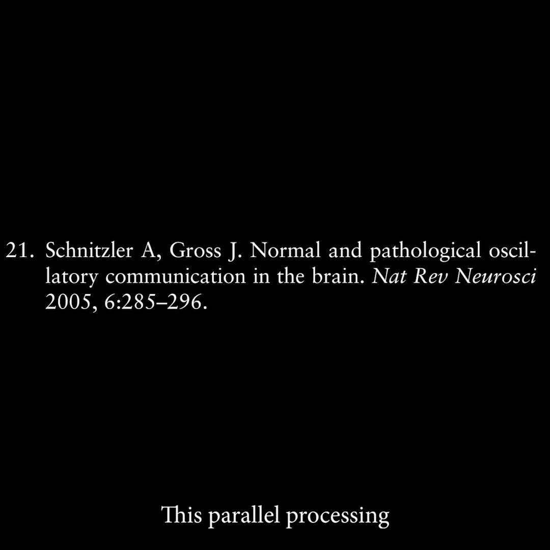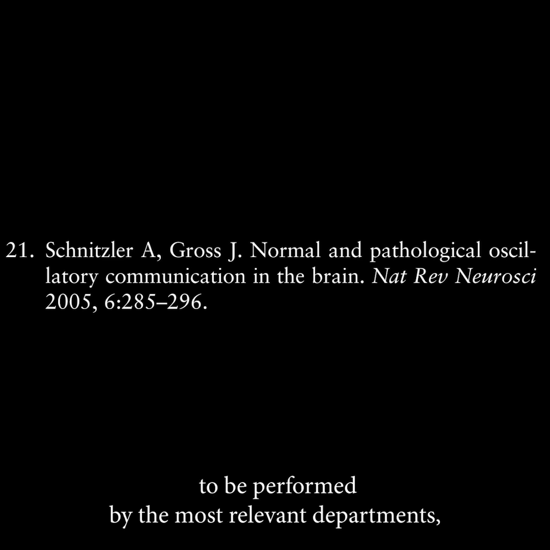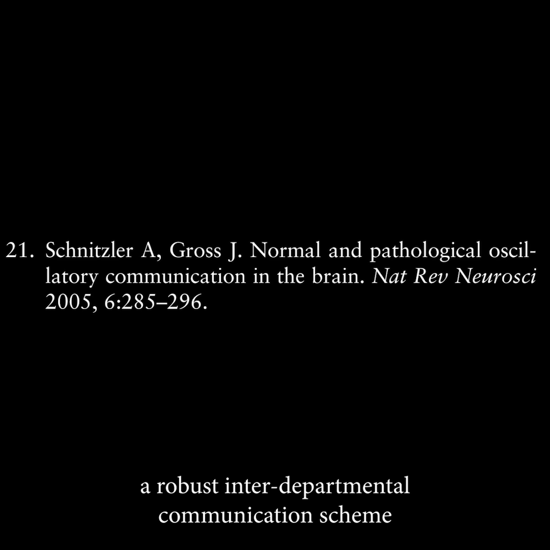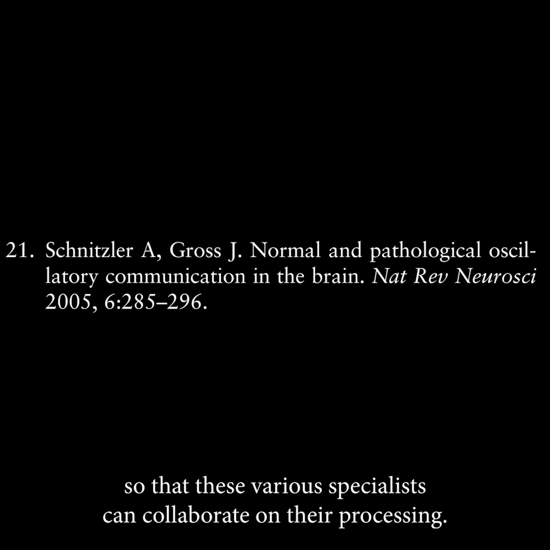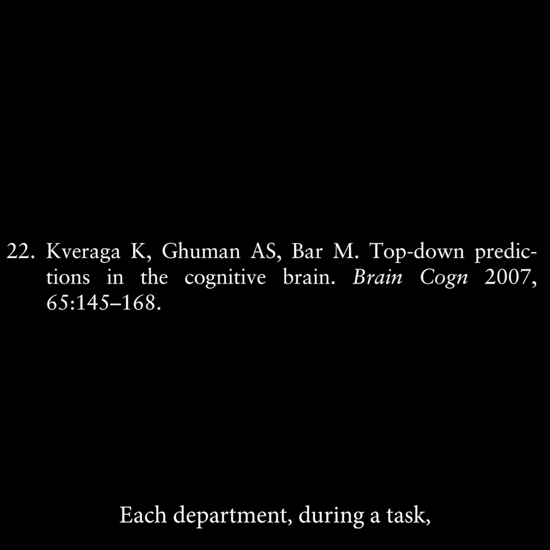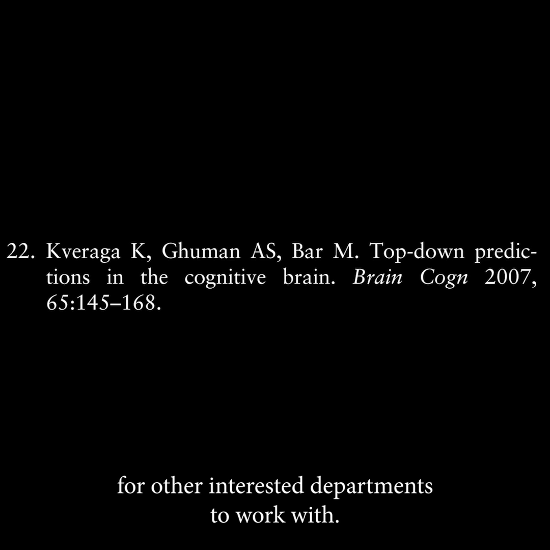This parallel processing allows for different aspects of a task to be performed by the most relevant departments, but it also demands a robust interdepartmental communication scheme so that these various specialists can collaborate on their processing. Each department, during a task, receives reports from input neurons, runs its calculations upon that input, and then outputs its own report for other interested departments to work with.